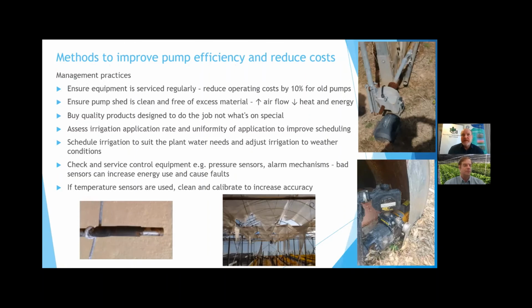So I'm now just going to talk about some methods of reducing pumping costs and improving pumping efficiency. Now, this is broken down into a couple of categories. Management practices is one of them.